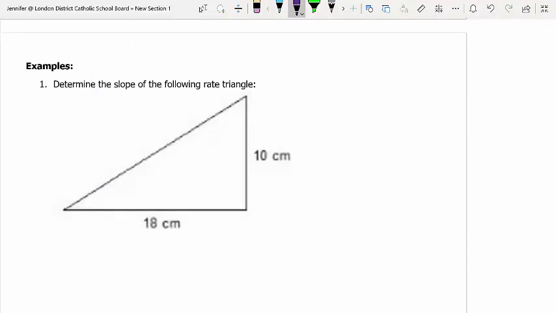Okay, let's get into some examples now, actually using that formula and calculating the slope. So, question 1, determine the slope of the following rate triangle. So what's our formula for slope? We learned that it is rise over run. So let's label the rise on this rate triangle and the run on this rate triangle. The rise is always the vertical distance. So that's this guy here. The distance from here to here is 10 centimeters. And the run is always the horizontal distance.